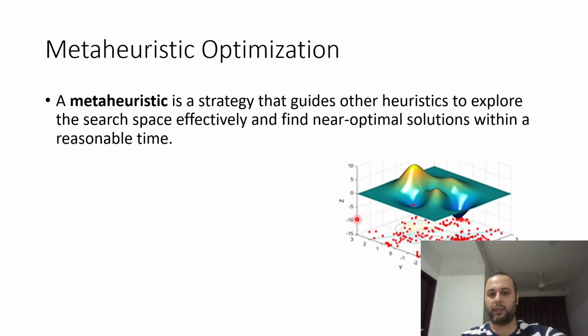For example, in this example in the picture, you can see the dots. Red dots are the points that iteratively go to find the optimal points, which is in here. You can see also in here. Okay.